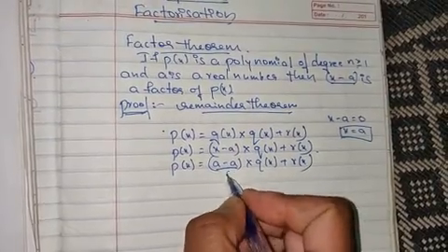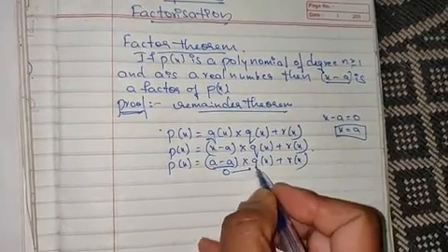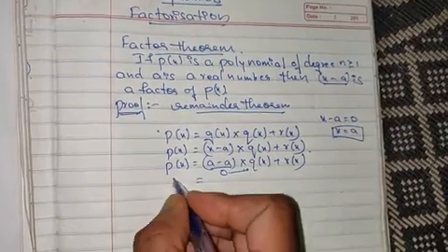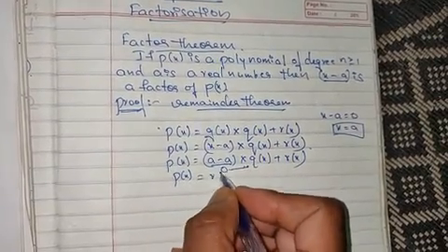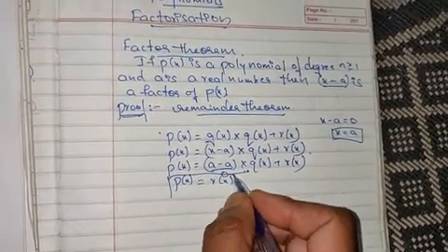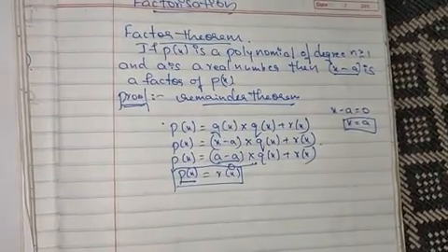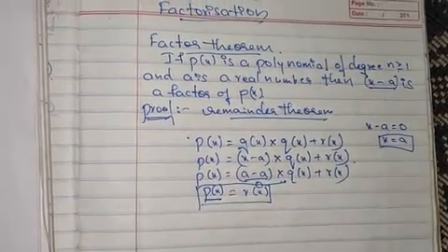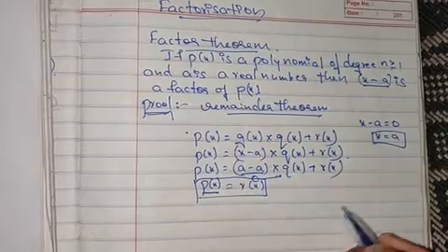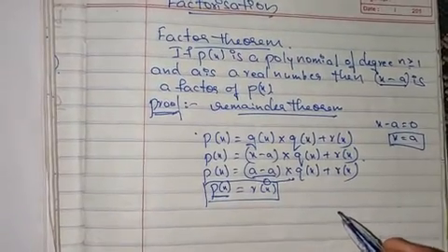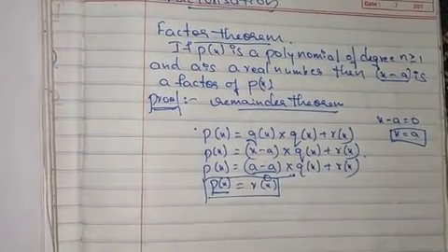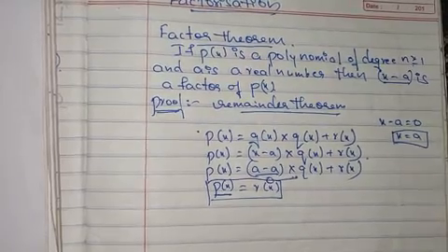P of a equal to a minus a into q of a plus r of x. A minus a gives 0. 0 into any number is 0. So 0 plus r of x. Therefore p of a is equal to r of x. The remainder will be the polynomial. Therefore, if it gives us the value 0, then it is a factor. Let us understand this theorem with the help of an example.